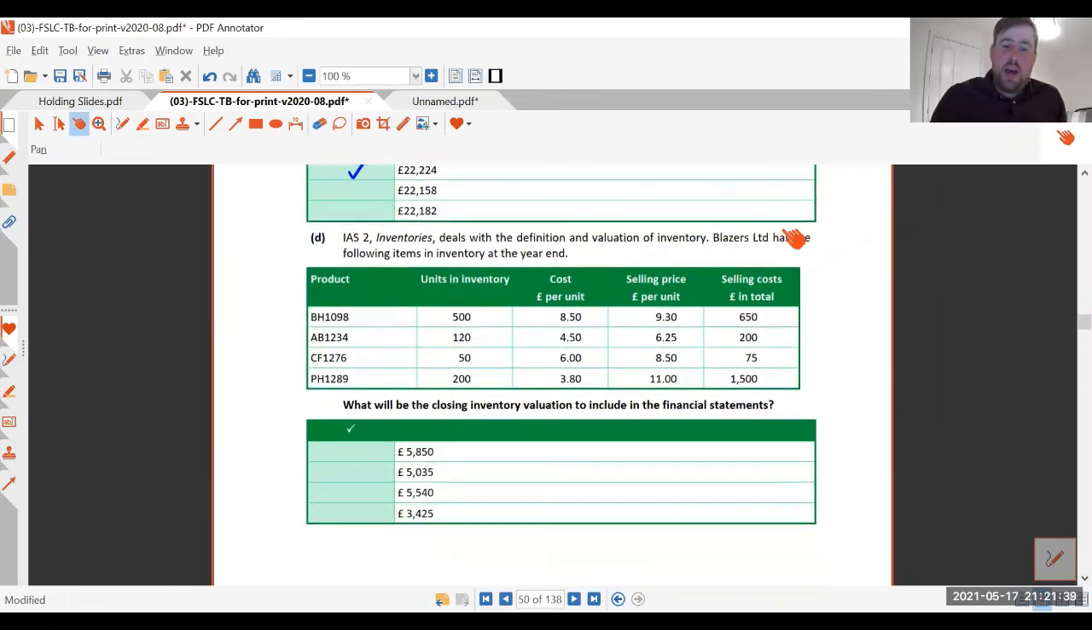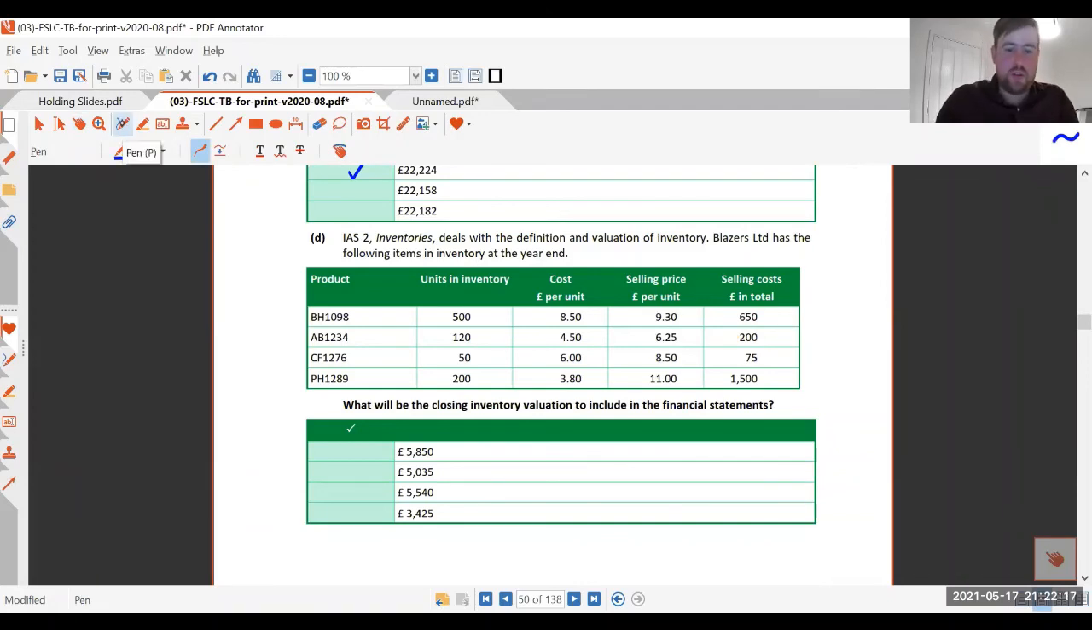But yeah, absolutely. When it comes to inventory, we need to work out cost. We need to work out net realizable value. To get to net realizable value, however, we're going to need to consider the selling price less any costs. And they've given us the selling costs in total. So we're going to have to scale that up to an overall amount in order to work this out. We could potentially scale this down to a per unit basis if you like, but the numbers could get a little bit messy. So I'm going to scale it up to overall totals for these items.